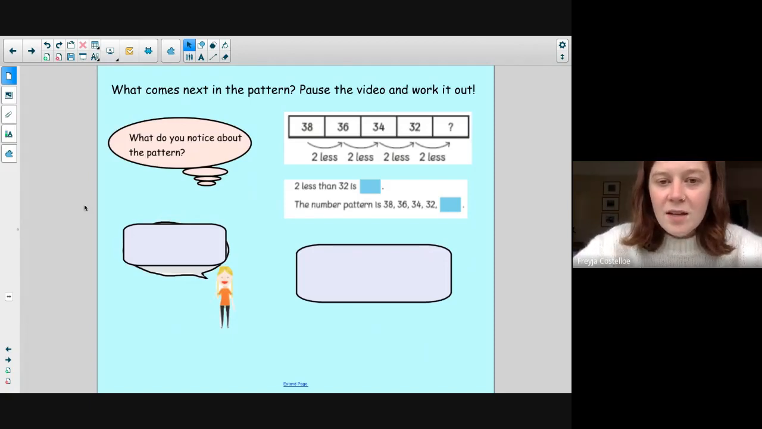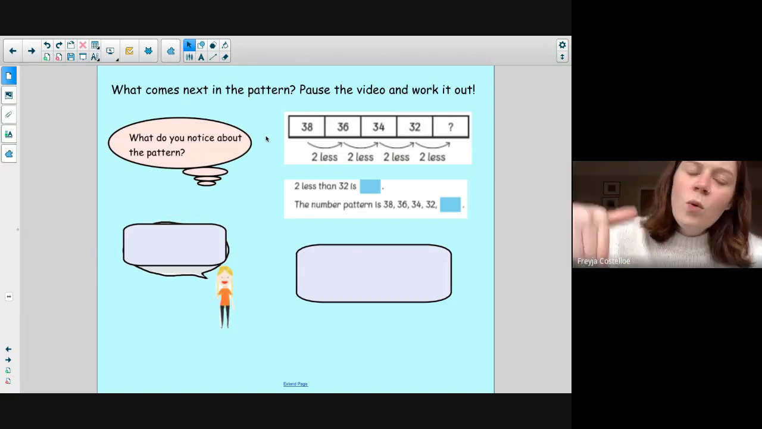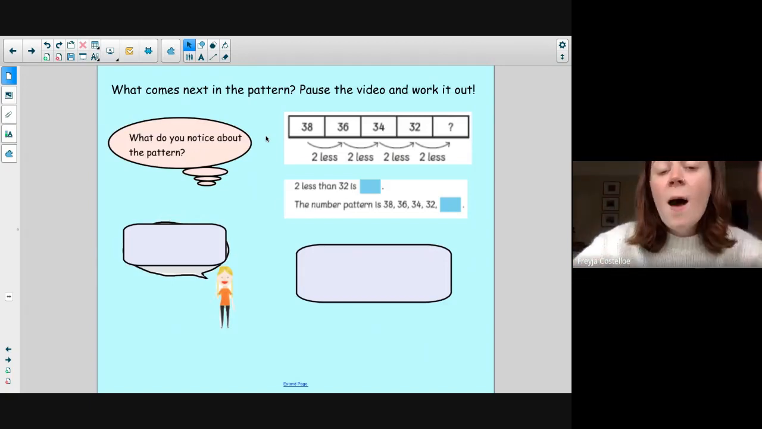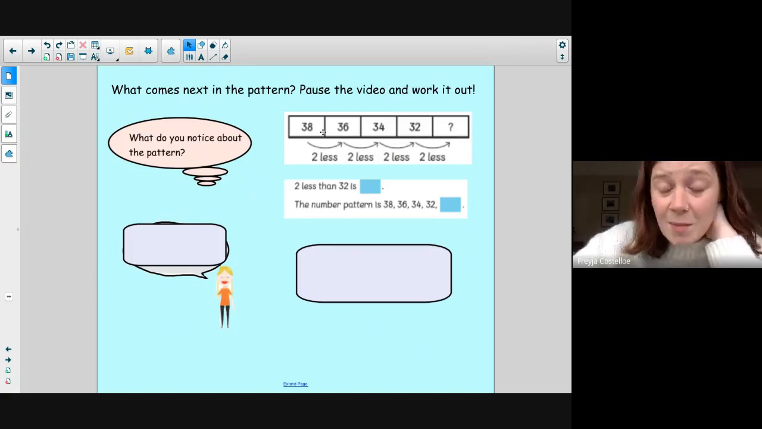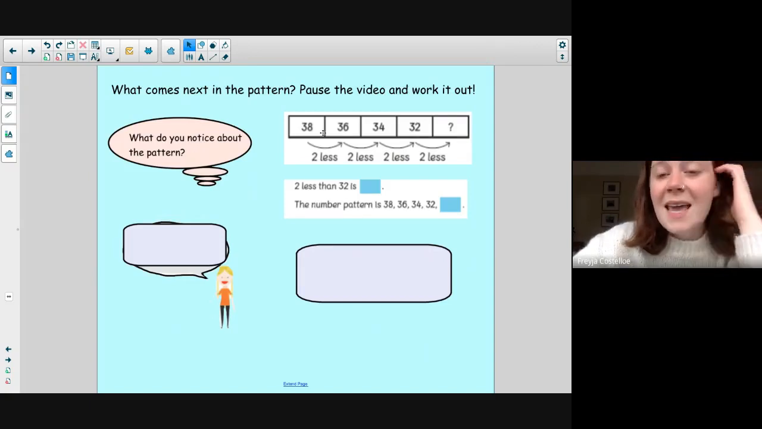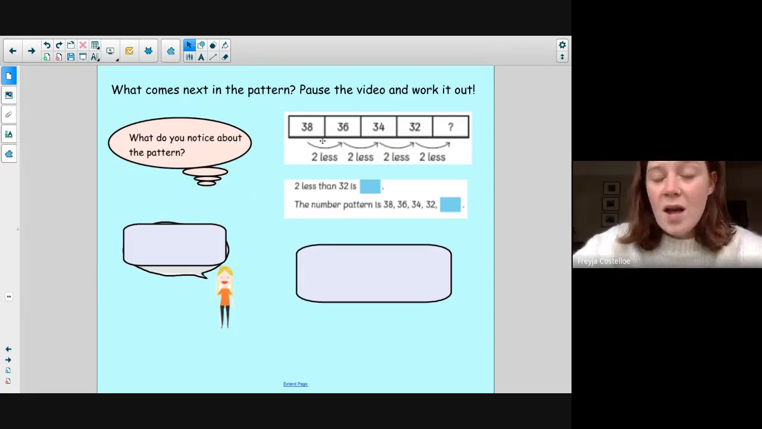Okay, well done. So here, let's have a look at the numbers. Let's say them together. 38, 36, 34, 32. Are those numbers getting bigger or smaller? Are they going up the number ladder or are they going down the number ladder? They are going down the number ladder, aren't they? Which means they are getting smaller in size.